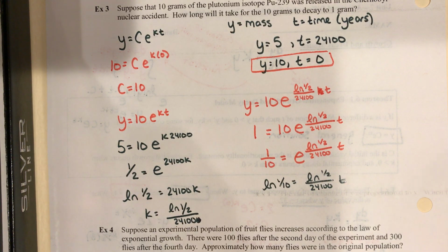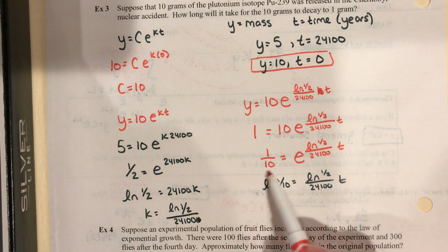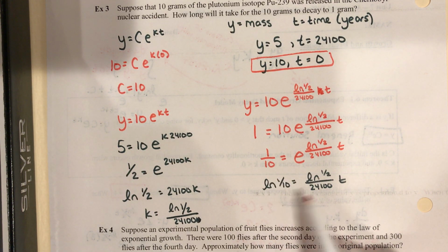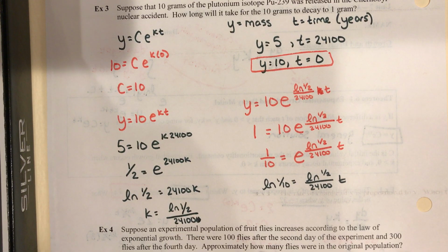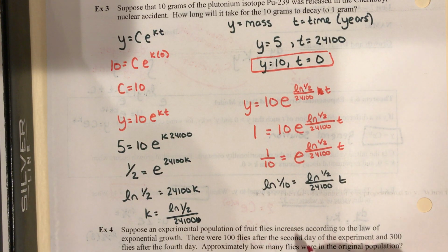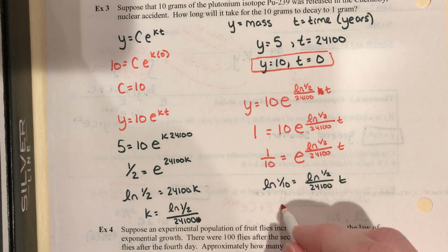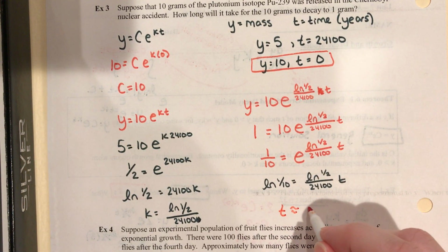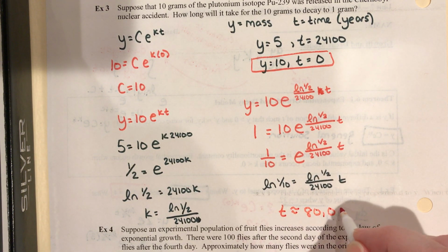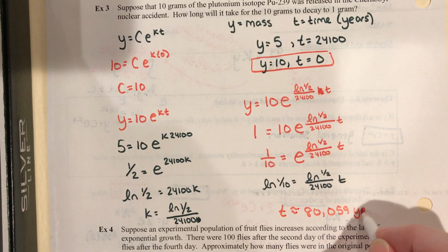So now at this point, what you're going to be doing is solving this on your calculator, the left side, and then dividing by this number right here. So go ahead and pause it and solve that, and then you can check your answer. So your answer is going to be approximately 80,059 years.